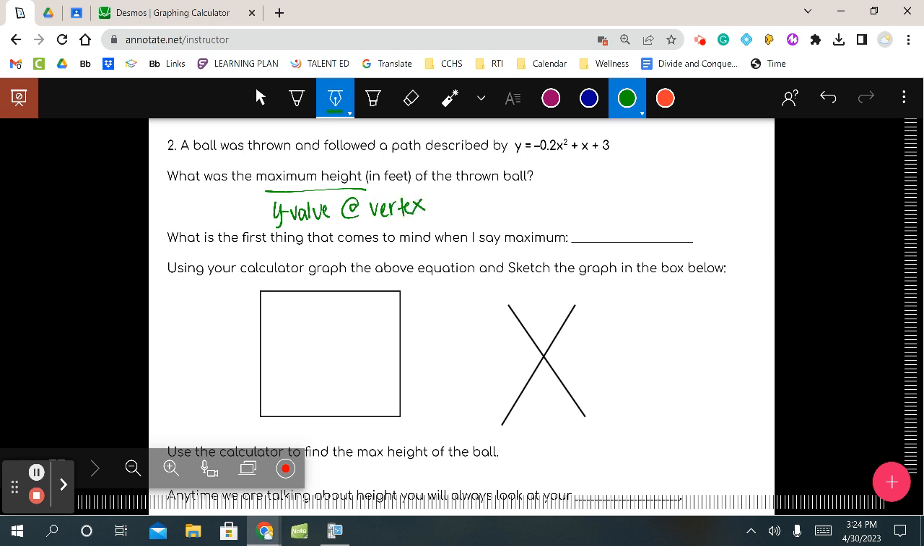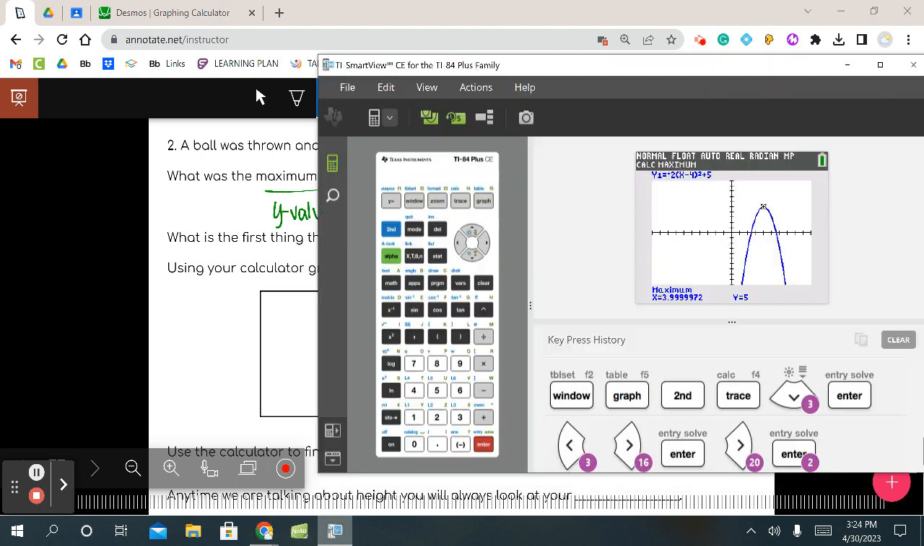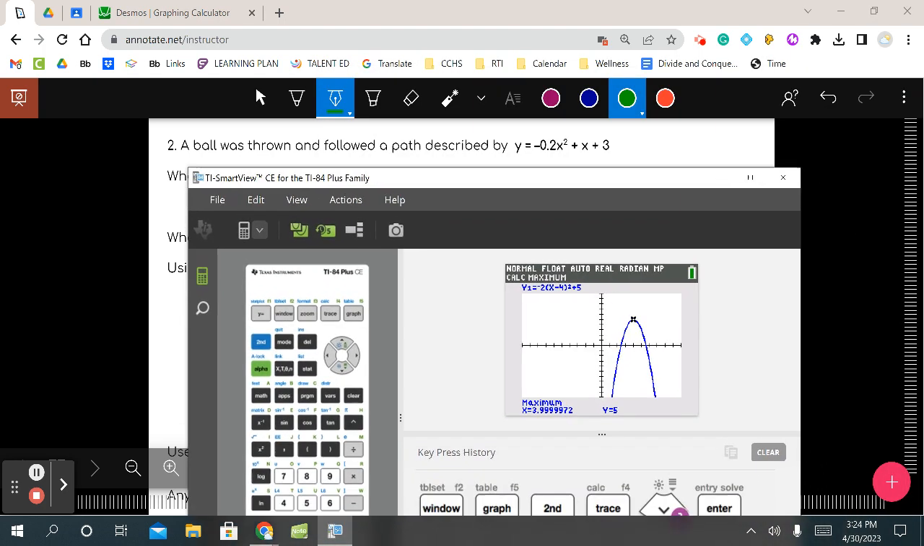So we are going to have to, what is the first thing that comes? This should be vertex, because we always look at our vertex for the max and the min. So we're going to put this in our calculator and find that vertex. So I'm going to pull up my calculator.